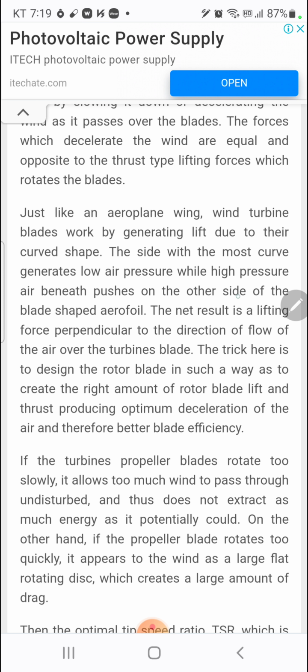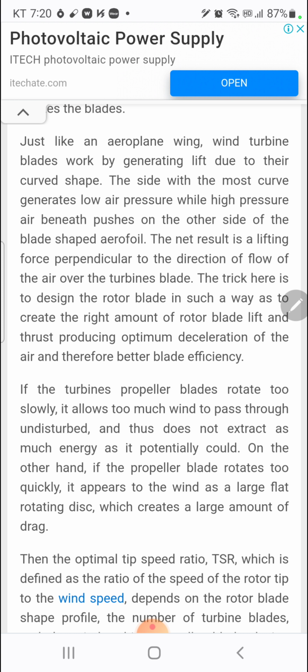Just like an aeroplane wing, the wind turbine blades work by generating lift due to their curved shape. The side with the most curve generates low air pressure, while high pressure air beneath pushes on the other side of the blade-shaped aerofoil. The net result is a lifting force perpendicular to the direction of flow of the air over the turbine's blade.